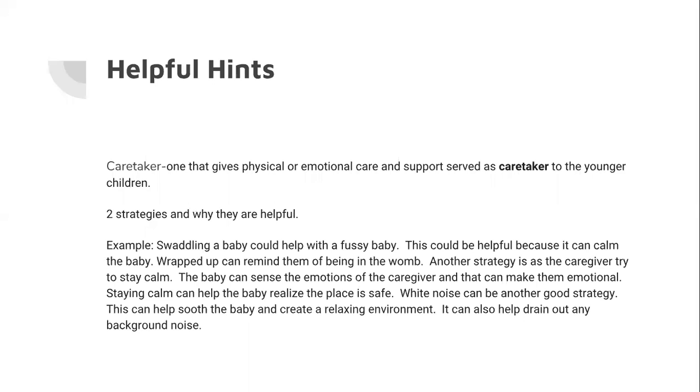It could be helpful because it could calm the baby, and being wrapped up can remind them of being in the womb. And so describing swaddling, I could even add in there what swaddling is. I could say, tightly wrapping the baby in a blanket with their hands down, and that tightness reminds them of the womb. So I could go into more detail about that to make sure I get into that exceeds expectation part of the rubric.